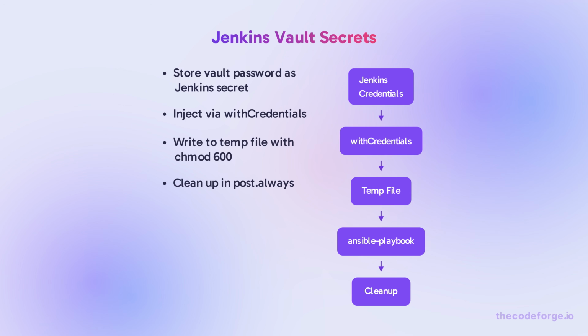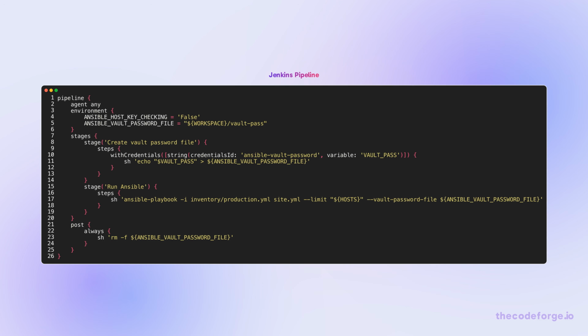Store vault passwords as Jenkins credentials and inject them via withCredentials. Always write the password to a temp file with restricted permissions and clean up after. Here's a complete Jenkins pipeline. The first stage creates a vault password file from the secret. The second stage runs the playbook with limit and vault password file. The post block cleans up the file.